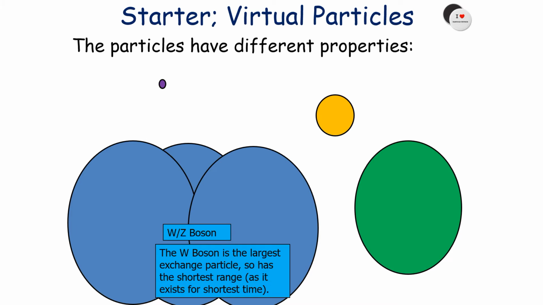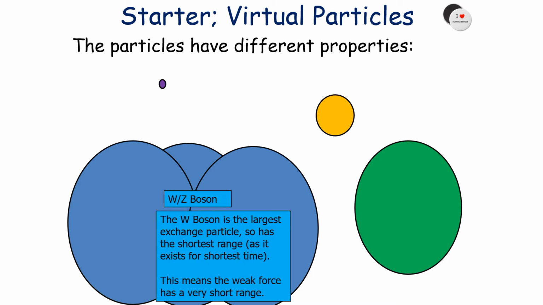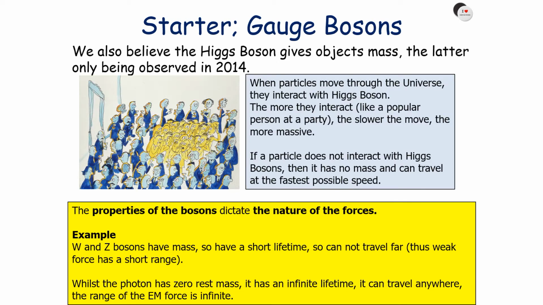Now the W boson is the largest exchange particle, so has the shortest range, so it can only exist for the shortest amount of time. So this means the weak force has a very short range. Now we also believe there's the Higgs boson, which gives objects mass, which was only observed in 2014. So when particles move through the universe, they interact with the Higgs boson. The more they interact, the slower they move, the more massive the particles.